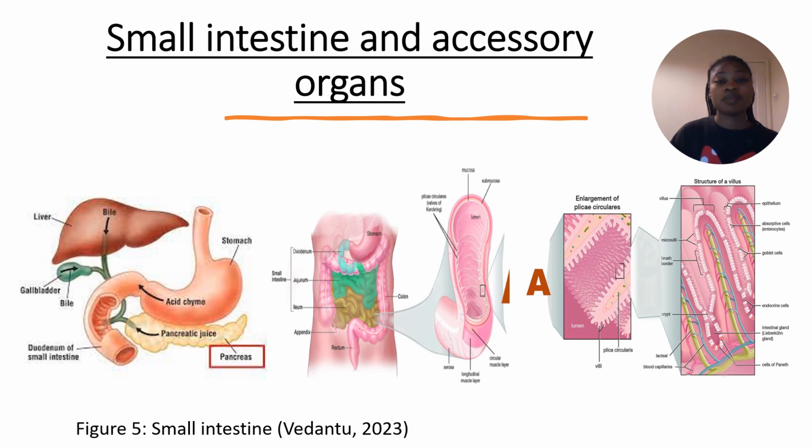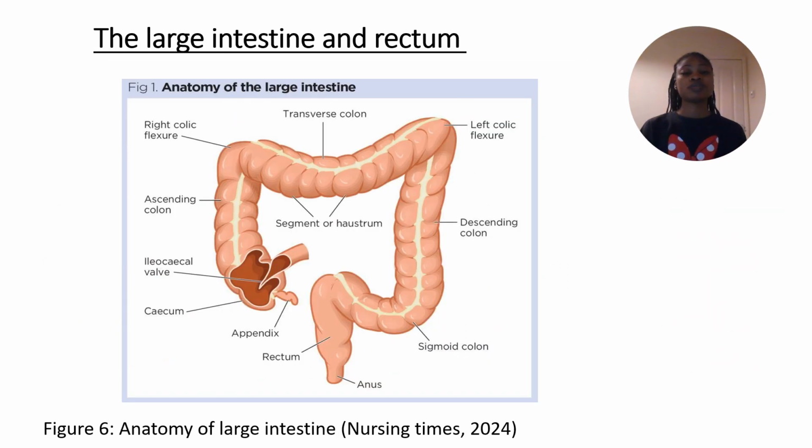These are the images of the small intestine and the accessory organs. The colon, the rectum, and the cecum are the three distinct organs that jointly make up the large intestine. The cecum functions as a waste storage tube and joins the ileum and the colon. Beneficial microorganisms in the colon help with digestion.